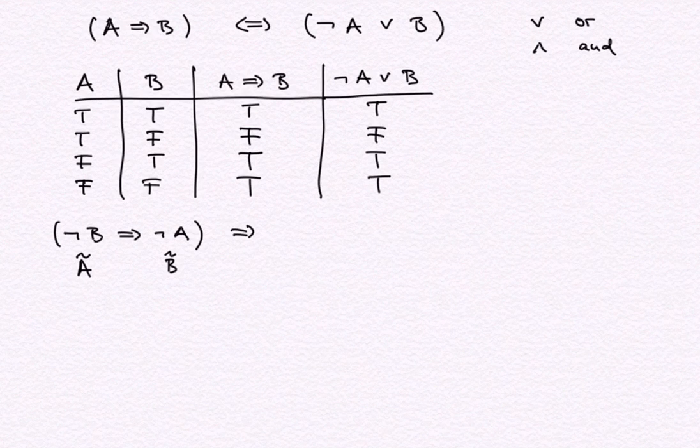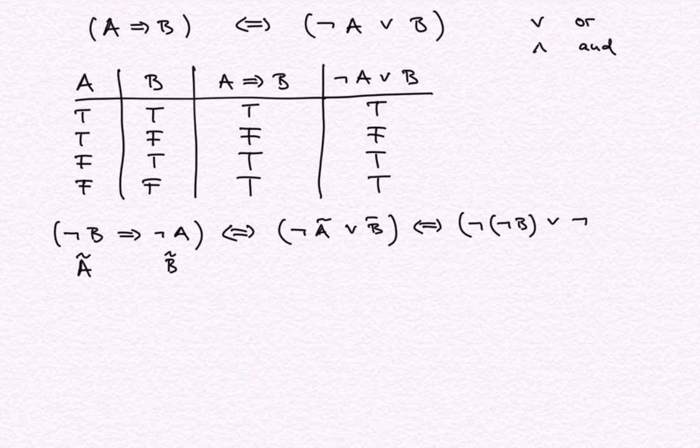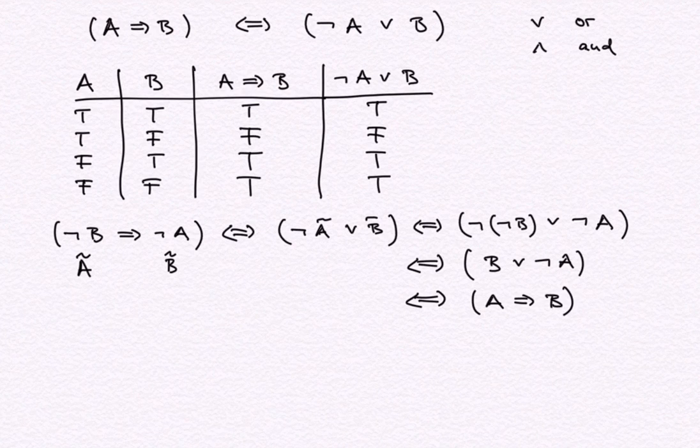Then we have just learned that this is equivalent to not A tilde or B tilde. Well, this is by definition of A tilde and B tilde. This is not B. Two negations, of course, are positive. Or not A. Aha, and now I see that this is equivalent to, two negations are positive, B or not A. And of course, B or not A is the same as not A or B. So this is equivalent to A implies B.